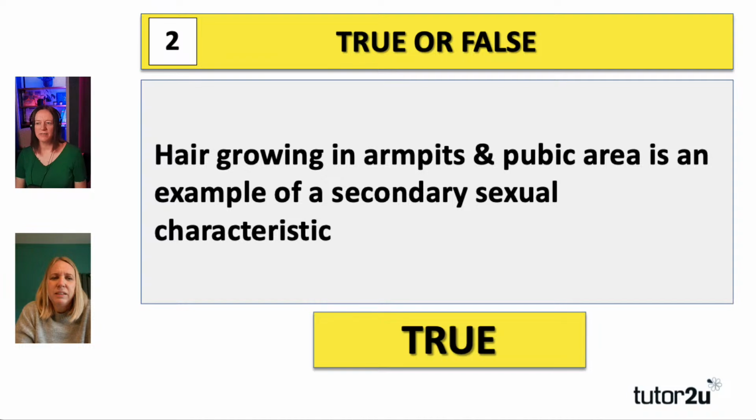And I guess we could have an extension question here. So for those of you at home, what is a primary sexual characteristic and what is a secondary sexual characteristic? Nice. So Vanessa, I think you've confused yourself because you're saying secondary sexual characteristics, yes they are, but you're saying it's false. So we're saying hair growing in your armpits and pubic area is an example of a secondary sexual characteristic, and we're saying yes it is, so it's true.